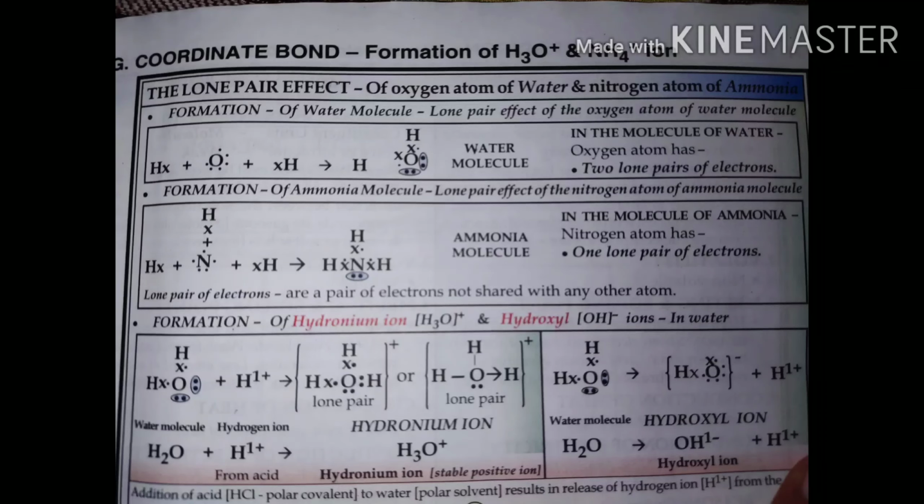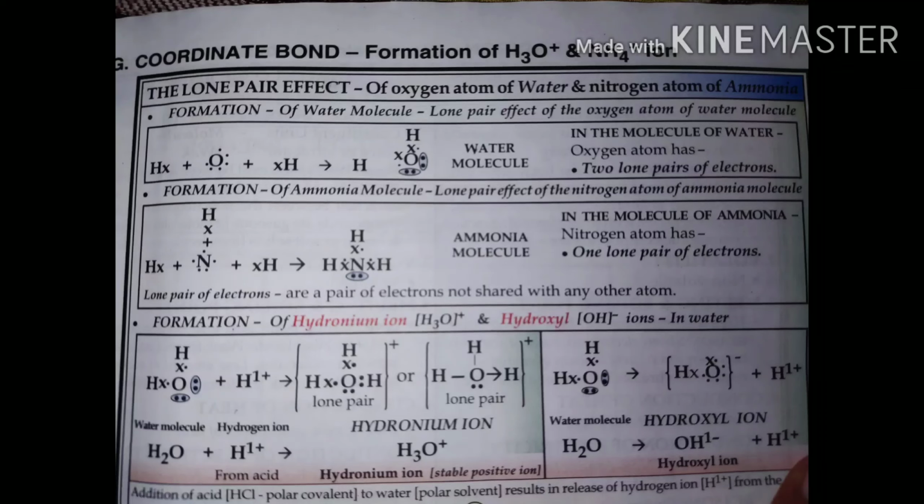The bond between oxygen and the first hydrogen is a covalent bond. The bond between oxygen and the second hydrogen is also a covalent bond, but the bond between oxygen and the third hydrogen is a coordinate bond, because both the electrons which are shared are from the oxygen only. Such bonds are called coordinate bonds. So we reiterate the definition of the coordinate bond: it is a bond formed by sharing of electrons, where the shared electrons are from a single atom.